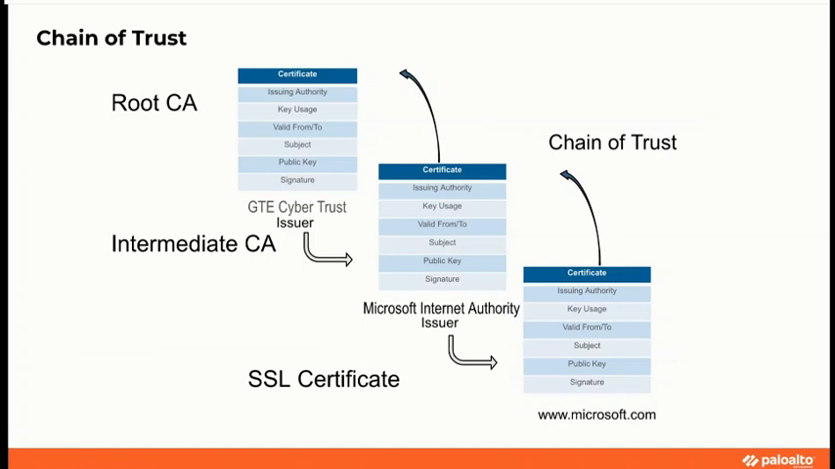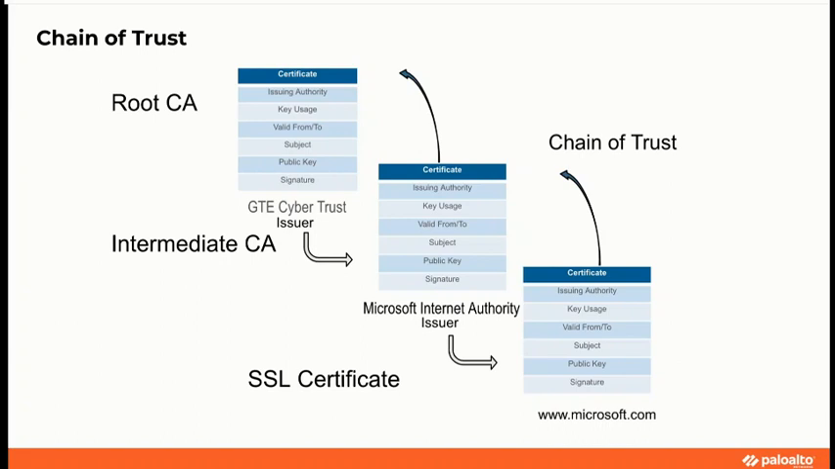So you can see here the chain of trust. The certificate chain of trust is a list of certificates used to authenticate a server to another entity. This chain begins with the server certificate. Each certificate in the chain is signed by the entity identified by the next certificate in the chain.